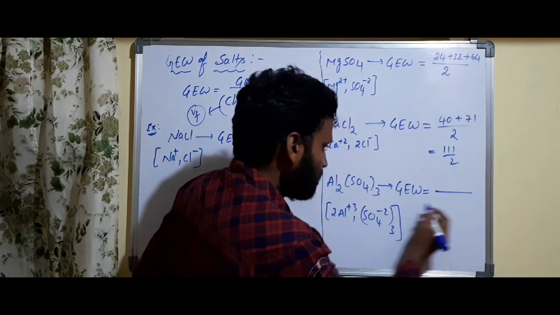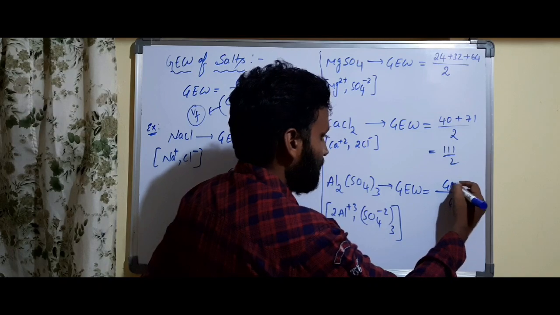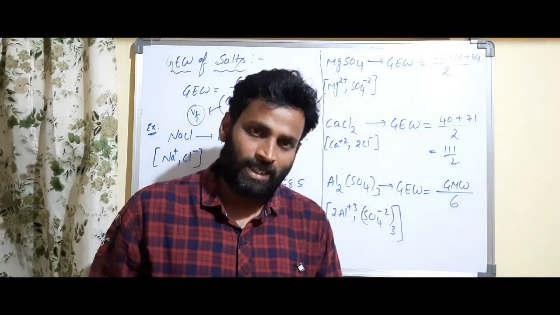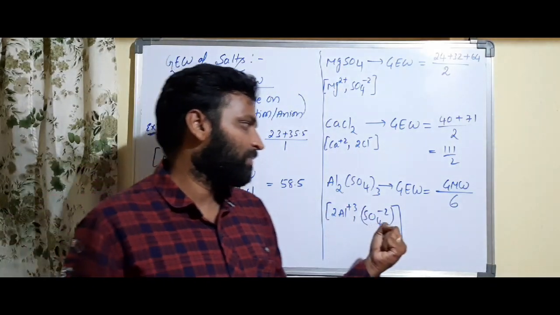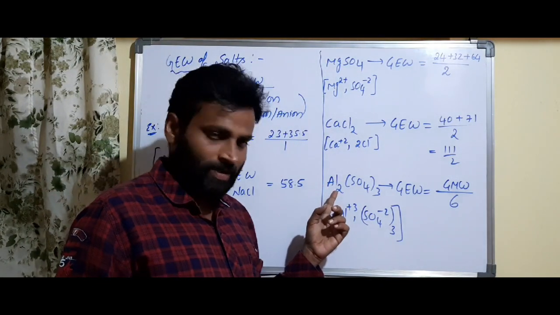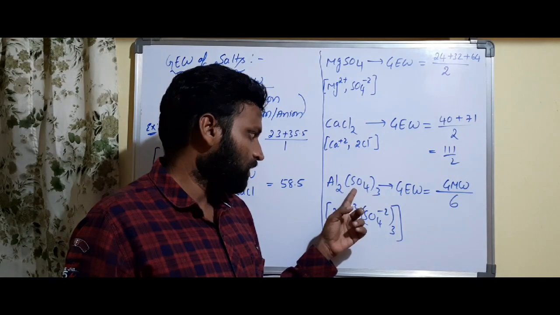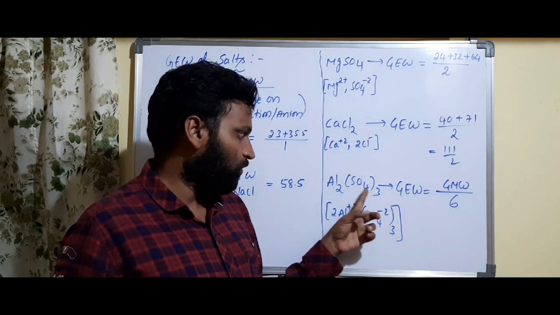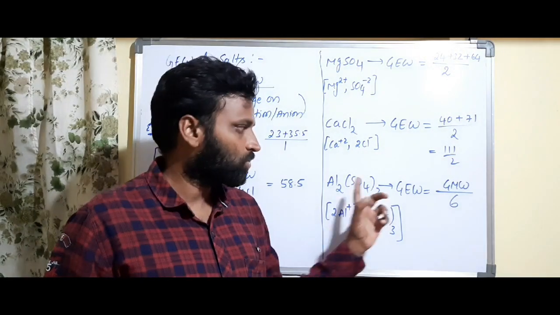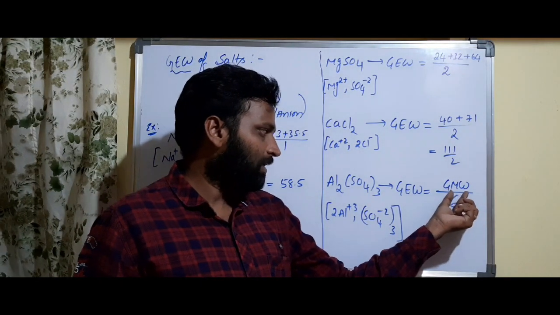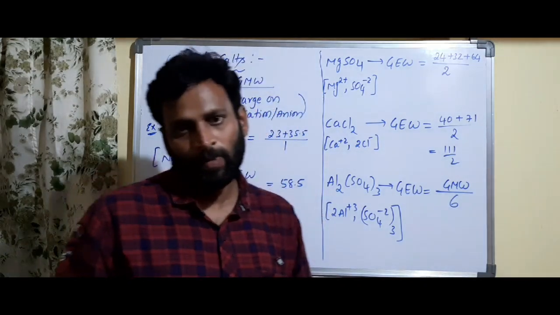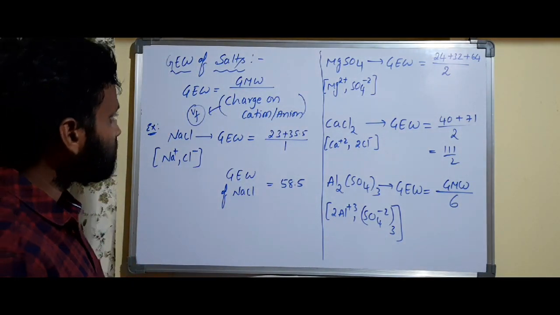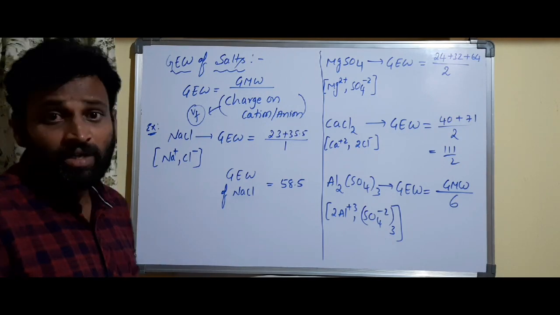So 3 × 2 is 6. And gram molecular weight. You write down the gram molecular weight. I have no need to write, because I was given atomic weights already. Aluminium 27. So 2 into 27 plus 3 into sulfur, it is 3 into 32, plus 4 × 3 is 12 into 16. So totally write down, you will get a gram molecular weight by 6. Got it, sir, everyone? So this is a gram equivalent weight of salts.